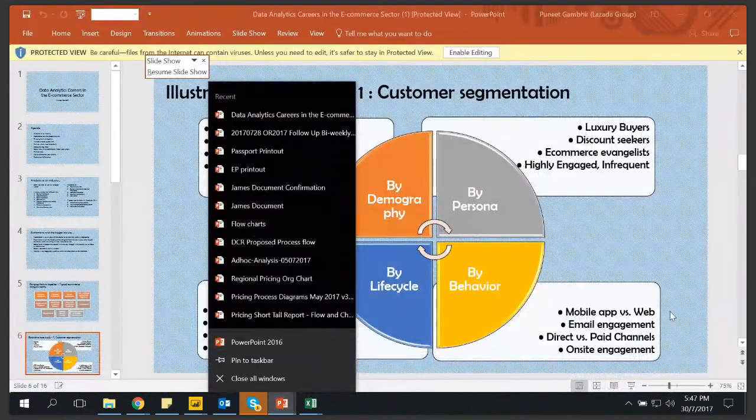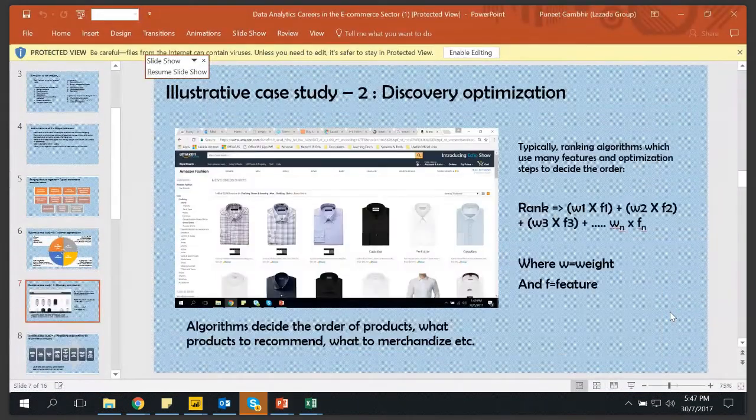I'll move on to the next slide. So now this is another interesting one. A lot of data science and analytics related work is around optimization. Now, optimization obviously is achieving a particular metric by playing around with a lot of constraints.